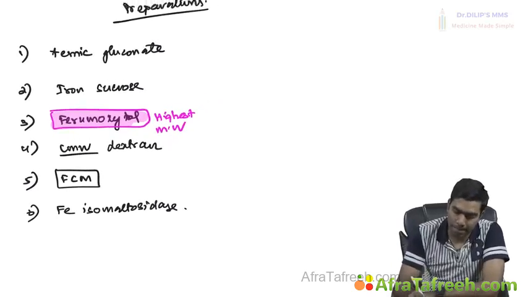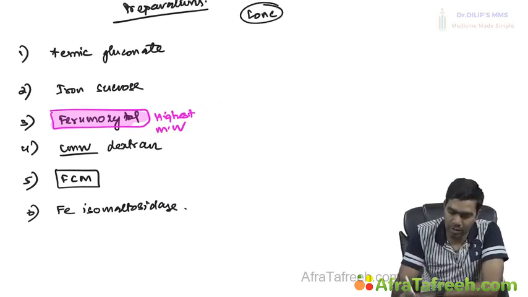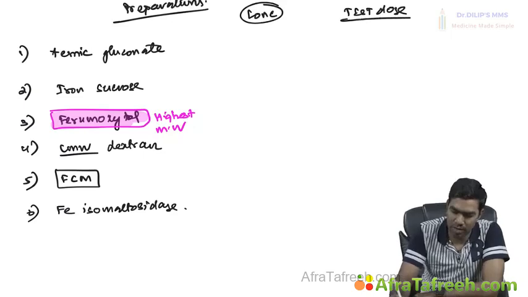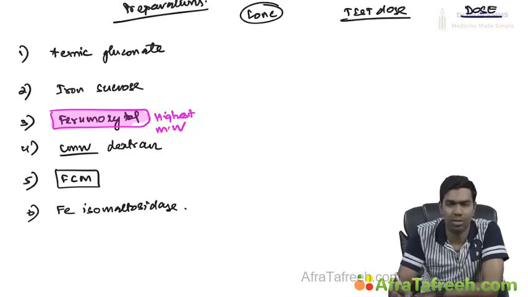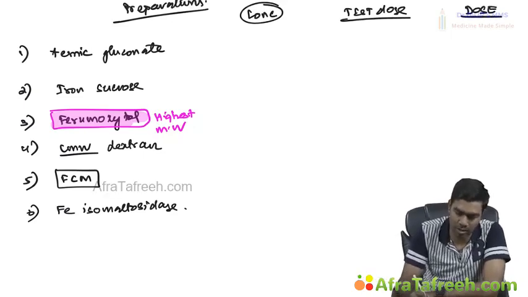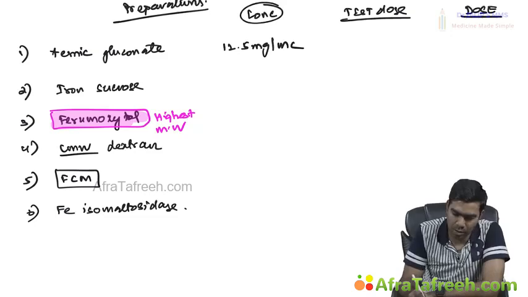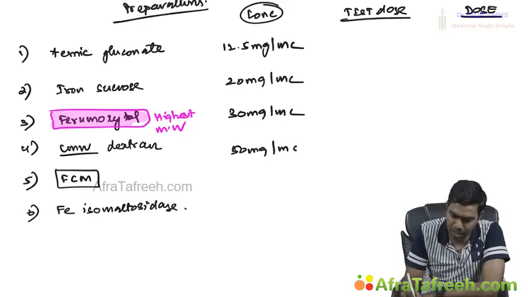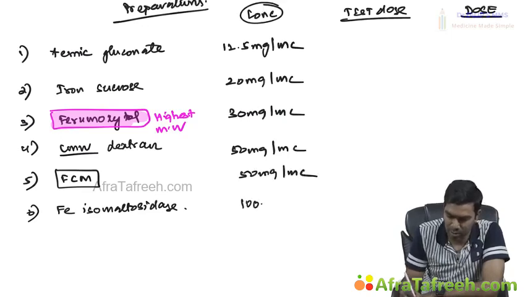Then what is the concentration of iron in each of these, whether a test dose is required or not, and finally what will be the dose of this agent. So that's what you're going to see. If you ask the concentration, it's 12.5 milligram per ml. Iron sucrose is 20 milligram per ml, and ferrumoxytol is 30 milligram per ml, and low molecular dextran is 50 milligram per ml, and FCM is 50 milligram per ml, and isomaltodextrin is 100 milligram per ml.